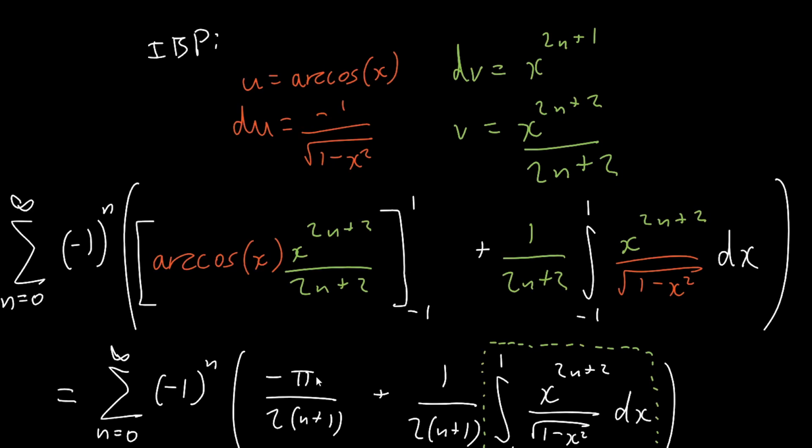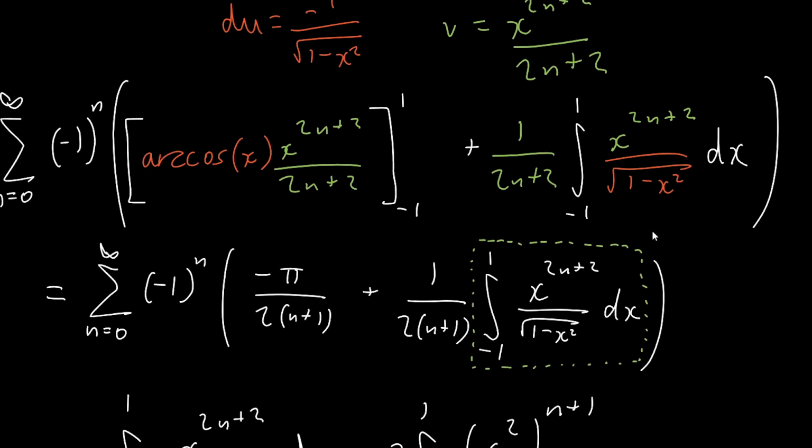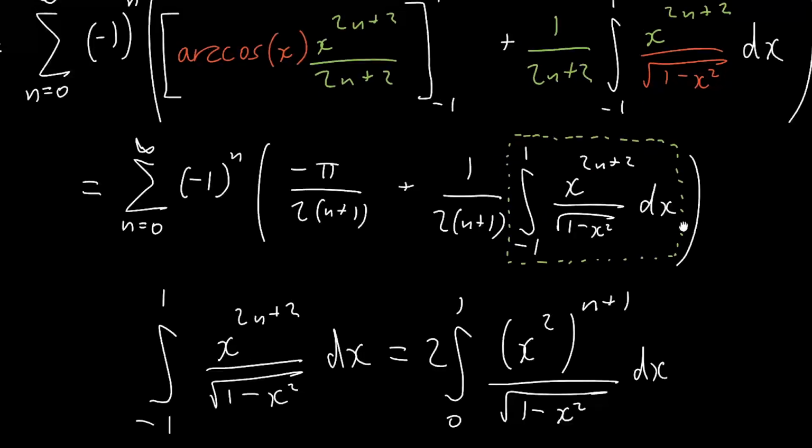Which ends up being minus pi over 2n plus 1. We're going to add that to the integral of 1 over 2n plus 2, and then x to the 2n plus 2 over square root 1 minus x squared, between minus 1 and 1. So here we're just going to focus on the rest of this integral here, x to the 2n plus 2 over square root 1 minus x squared.